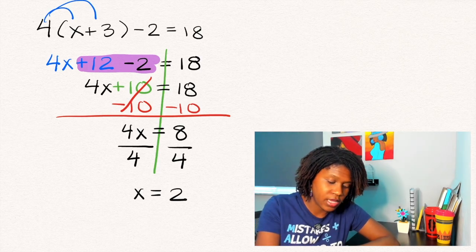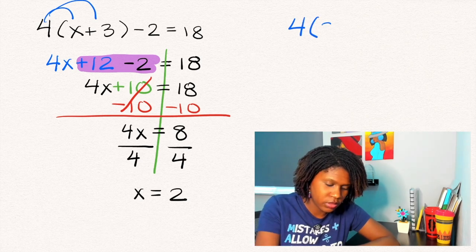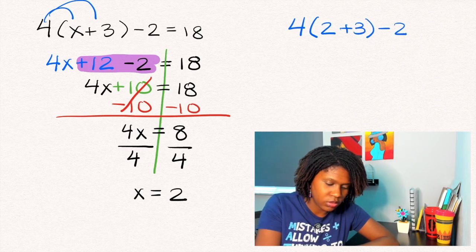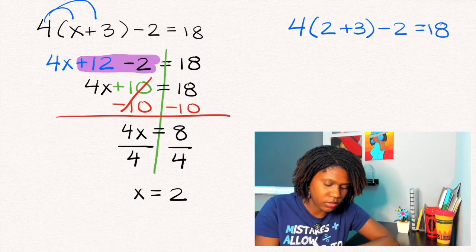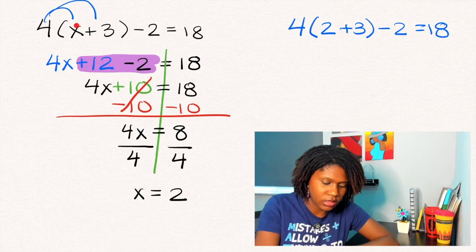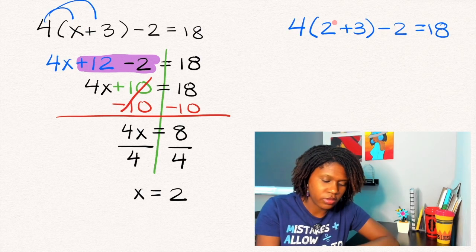And we do that by plugging it back into our original equation. So 4 times 2 plus 3 minus 2 equals 18. So what I did there was I took this and I substituted it for x, and that's why it's there. And let's follow the math now. 2 plus 3 is 5.